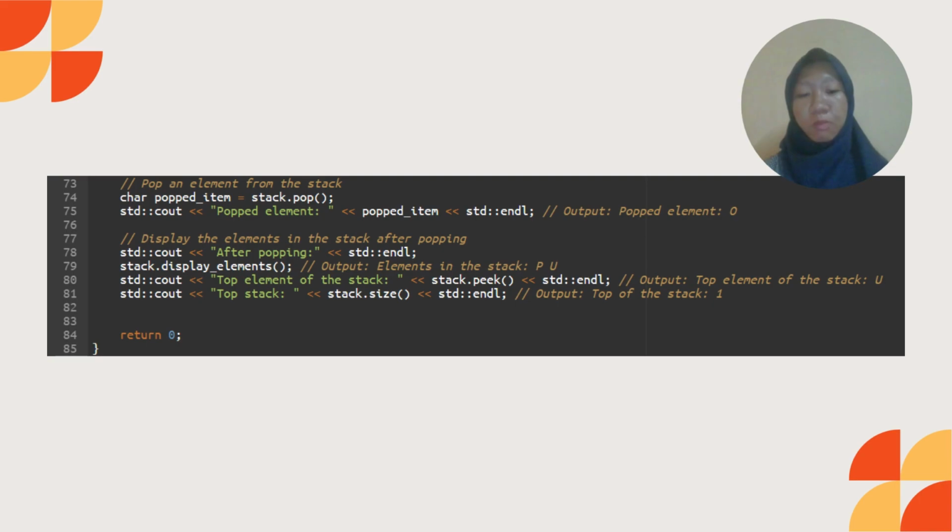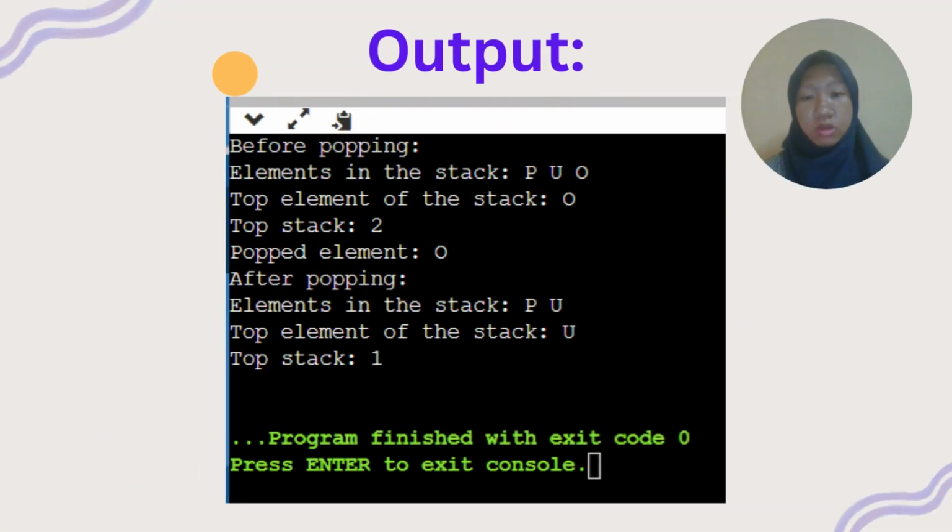So now for the output. Okay, so this is the output. Before popping, the elements in the stack are P, U, and O, and the top element of the stack is O, the top of the stack is 2. Afterward, the popped element is O. And finally, after popping, the element left in the stack is U. The top element of the stack will be U. Finally, the top of the stack is 1.